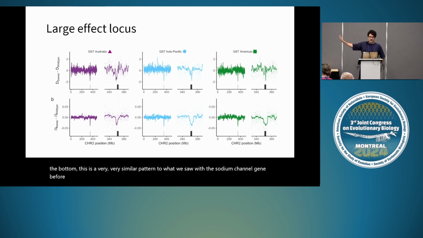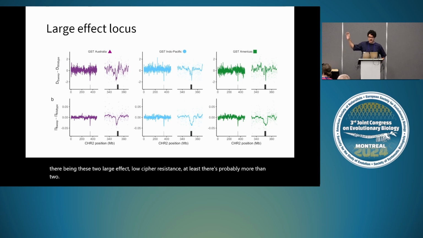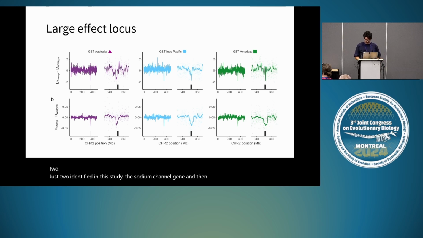So again, sodium channel gene, very well characterized. We know it has a huge phenotypic advantage for the mosquito. In this case, these patterns seem to be pointing to a similar kind of thing going on with these sets of genes here. So basically, these results point to there being these two large effect loci for resistance, at least. Well, there's probably more than two, but just two identified in this study, the sodium channel gene and then this GST gene as well, or set of genes.